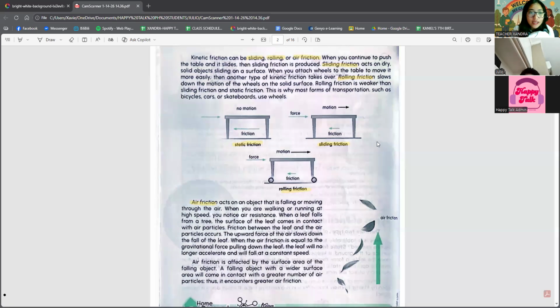Sliding friction happens when one object slides over another. So, if you finally push the table and it starts to move, now sliding friction is working. The bottom of the table is rubbing against the floor.